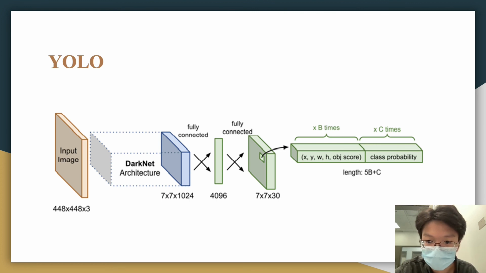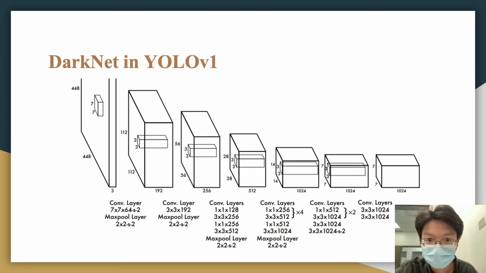YOLO v1 uses an architecture called Darknet as a backbone. This is the architecture of Darknet. It has 24 convolutional layers, and alternating one-by-one convolutional layers reduce the feature space from preceding layers.